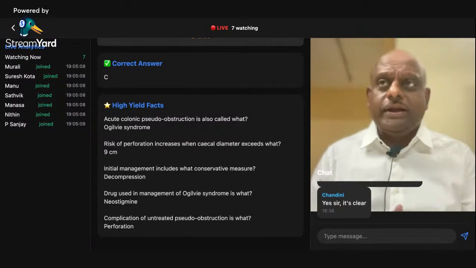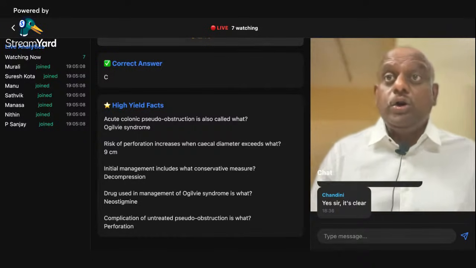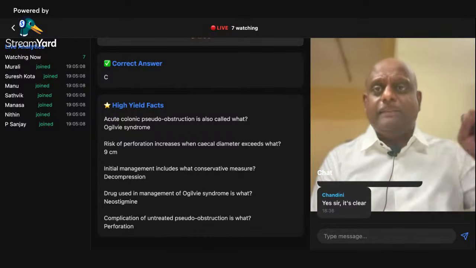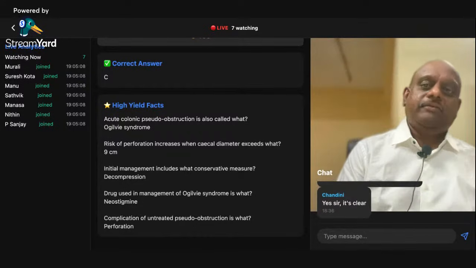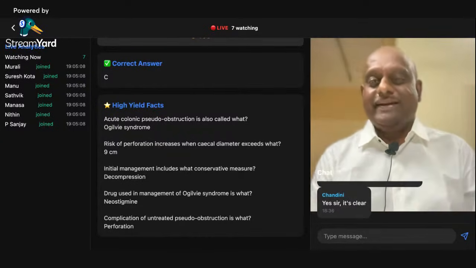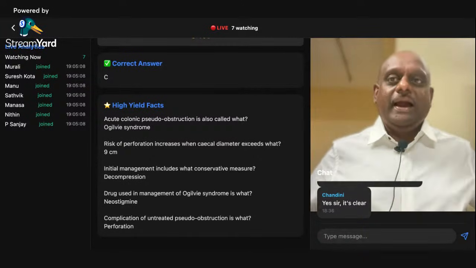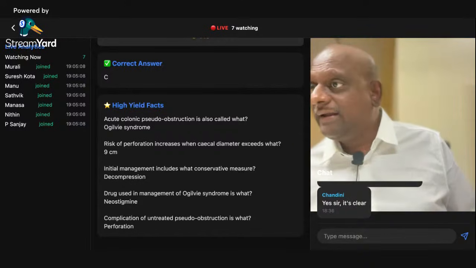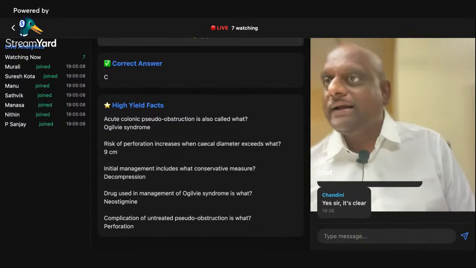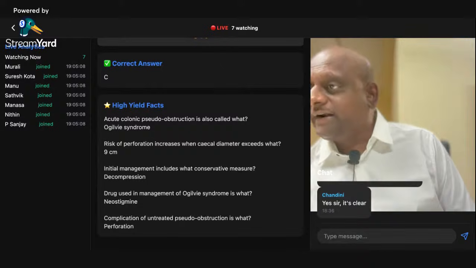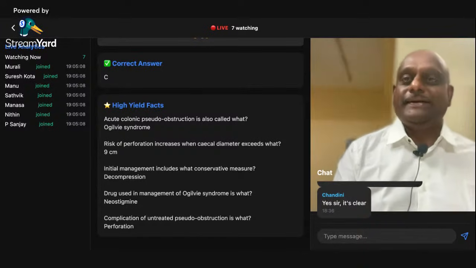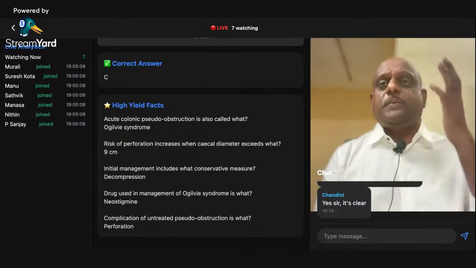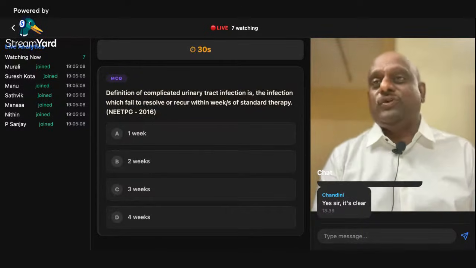Acute colonic pseudo-obstruction is also called Ogilvie syndrome. The initial management is decompression, and we use neostigmine in the clinical management of Ogilvie. And if you don't treat the pseudo-obstruction, yeah, Satvik says it's a tricky question. Yes. Good. So the complication of an untreated pseudo-obstruction is perforation, is what you need to remember.